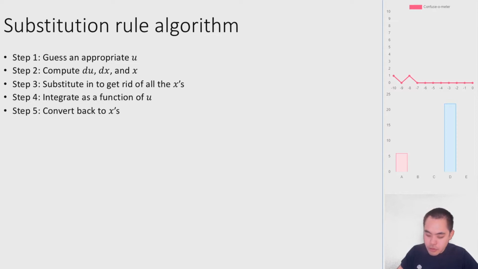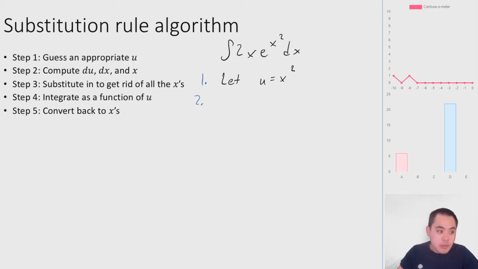So let me give another example of this. Let's suppose we had the integral of 2x e to the x squared dx. So the first step is we're going to guess an appropriate u. I'm going to go ahead and guess the correct thing since I know what it is. If you don't know what the right thing is, well, you just have to keep on guessing. So you let u be equal to x squared, and then step 2, we have du is equal to 2x dx.